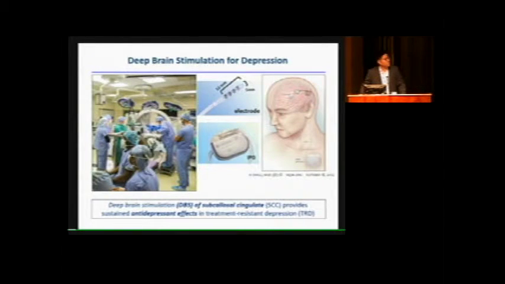Here is a figure showing how we do deep brain stimulation in the OR. Deep brain stimulation is an invasive technique. We put the electrode inside the deep brain, and that connects to a device called the IPG, the pulse generator and battery. We put the IPG device on the chest. Deep brain stimulation of the subcallosal cingulate provides sustained antidepressant effects in treatment-resistant depression, which we call TRD.